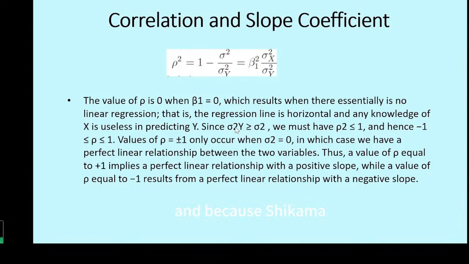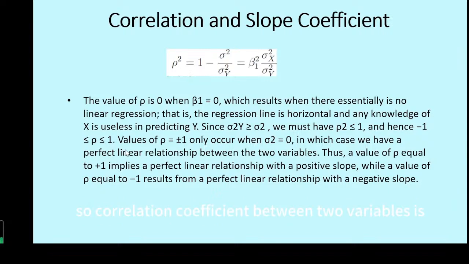And because sigma squared y is larger than the sigma squared, we must have rho squared less than 1, because this division is less than 1. So 1 minus this, which means this part is less than 1. So rho squared is less than 1, and rho is also between minus 1 and 1.